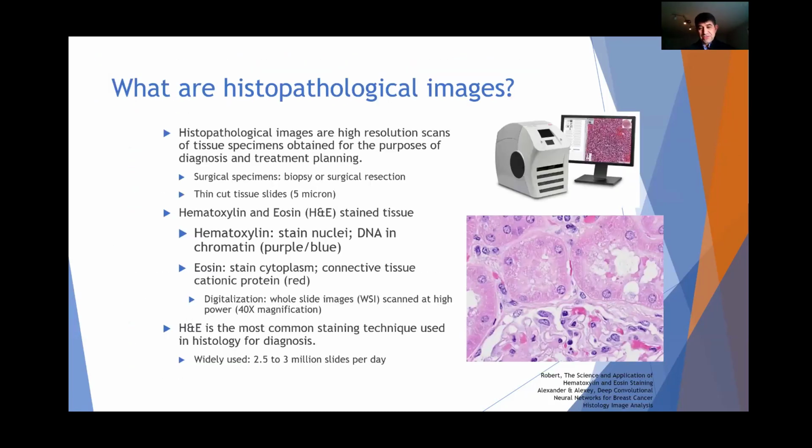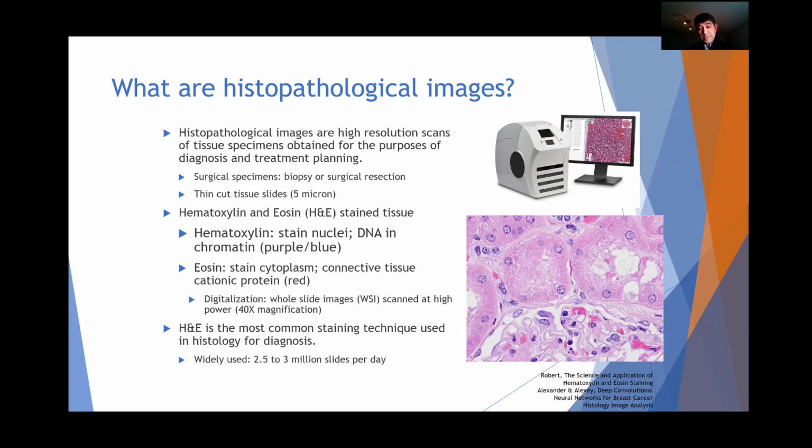So just, what are histopathologic images? They're high resolution scans of tissue specimens obtained for the purposes of diagnosis and treatment planning. These are surgical specimens. They could be biopsy based. They could be surgical resection of part or all of an organ. The specimens are cut onto microscope slides, and they're thin cuts of about 5 microns.